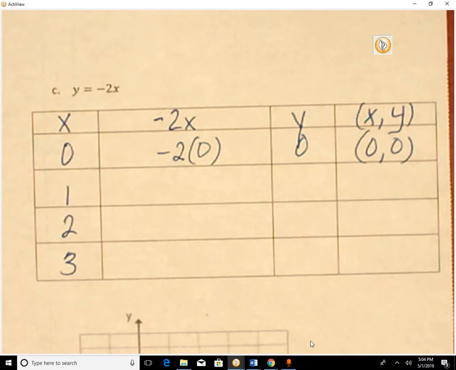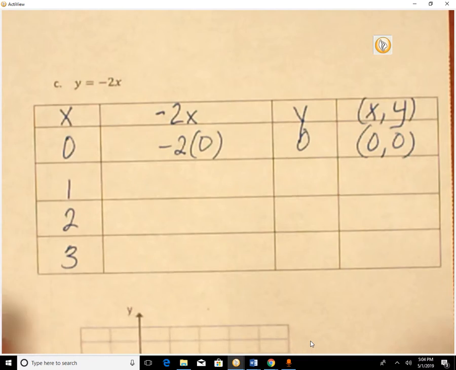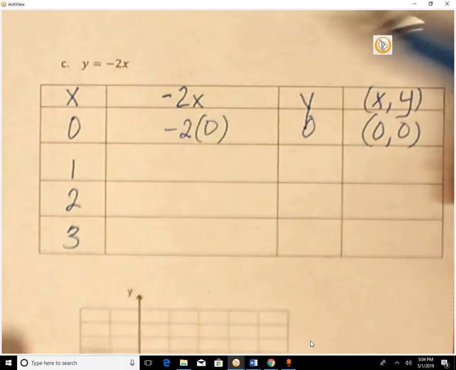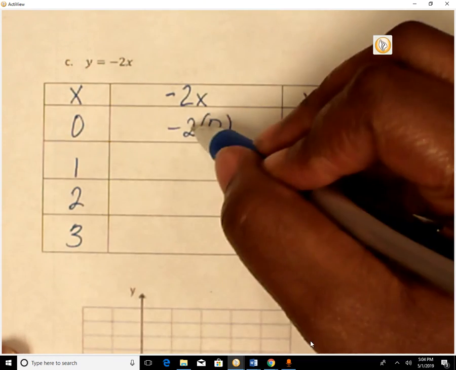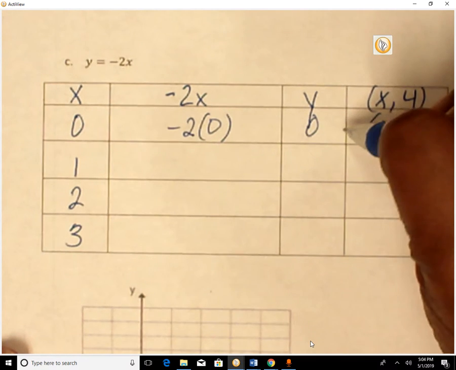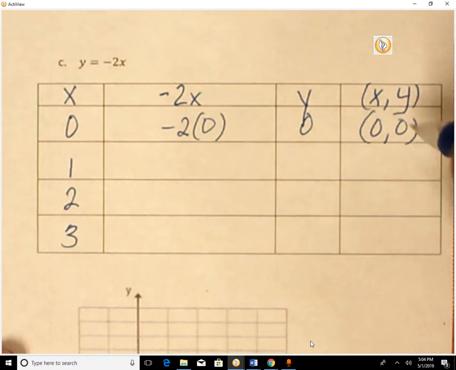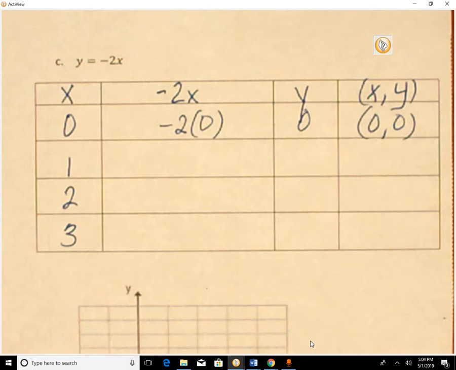So we left off on C, and we want to make sure that we are definitely understanding the lesson. So we are replacing our x with our inputs. Here we did negative 2 times 0, which is 0, gave us 0, 0. So as I said in the last video, that is a direct variation. That means it's going through the origin, which is 0, 0.